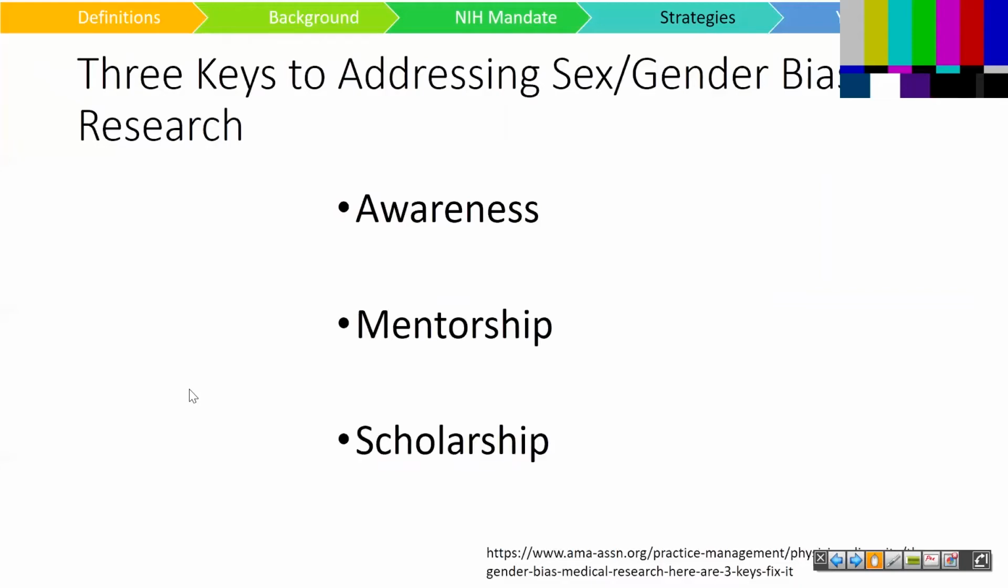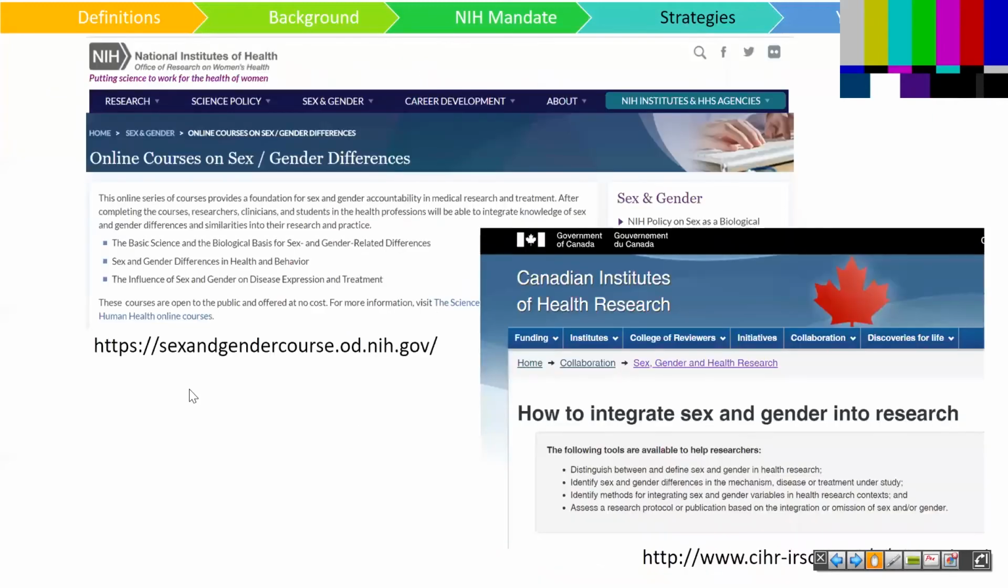So there's awareness, mentorship, and scholarship. And I'm going to go through each of these different bullets. Scholarship, of course, is probably largely why many of you are here, but I have the floor, and so I'm also going to talk about awareness and mentorship as ways to promote studying sex within research. So the first thing you can do is be aware of your resources.